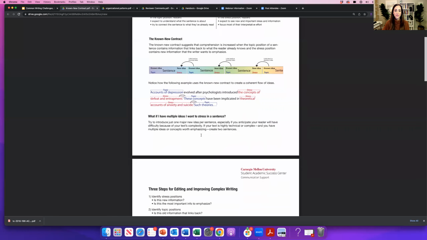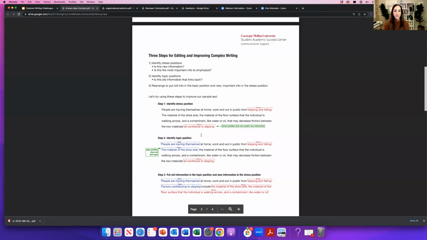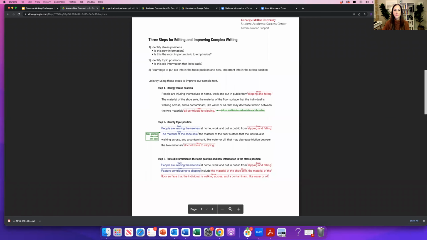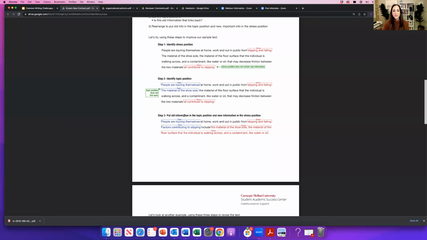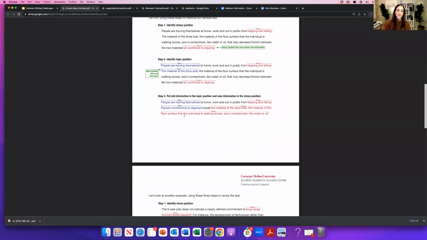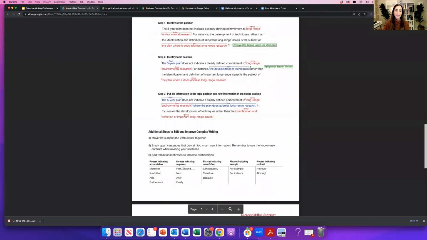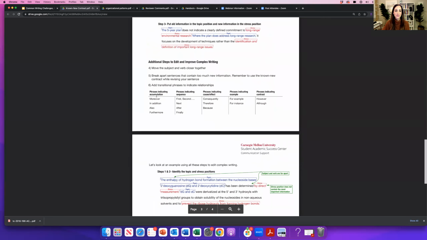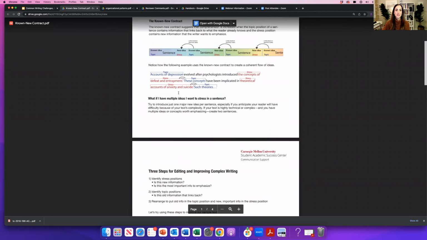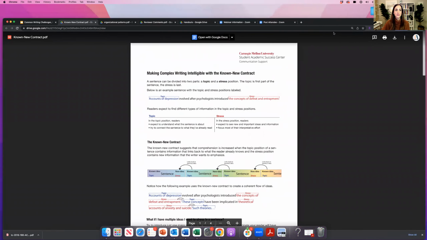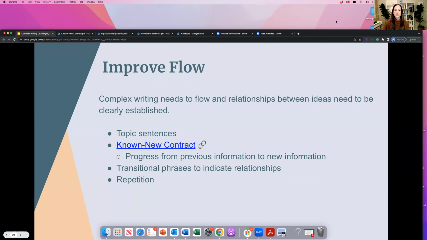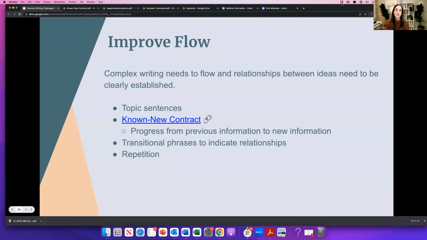And they have examples here, which I think are really helpful, where they help you identify the stress position and then the topic position, and then put old information in the topic and new information in the stress position. And I think these examples are great. And they also have these different phrases that can help you link these ideas together. So I'll definitely share that with you. And I think it's worth taking a look at if this is something that you struggle with. If you've been told that you need to improve the flow of your writing, then that could be something that helps you.